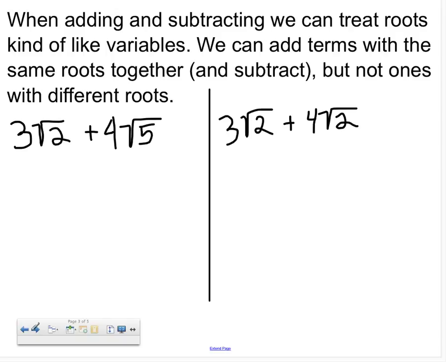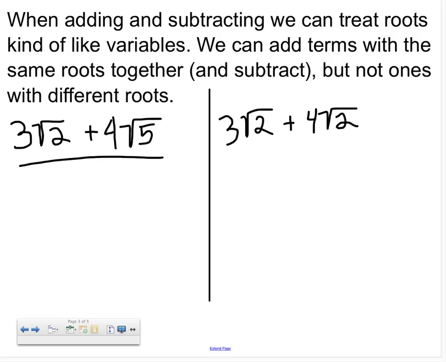3 root 2 plus 4 root 5, well, this is just done. I can't do anything more there. I can't put a 3 root 2 and a 4 root 5 together because root 2 and root 5 are different. I really don't know what they are put together because I can't just say it's root 7. I can't just say root 2 plus root 5 is root 7, because addition doesn't have that equality property that multiplication and division do.